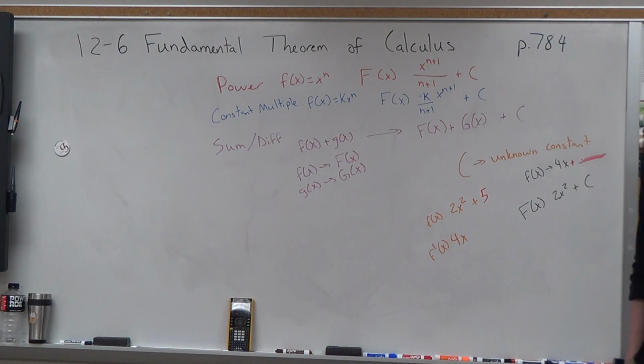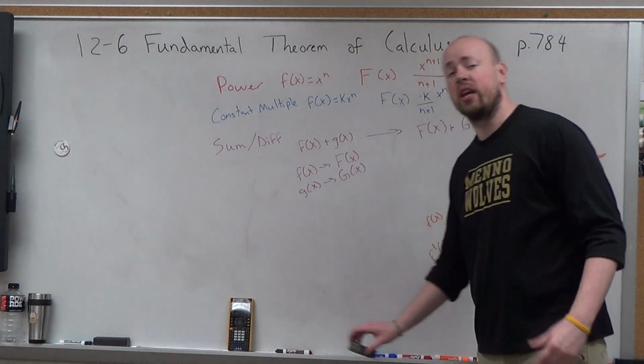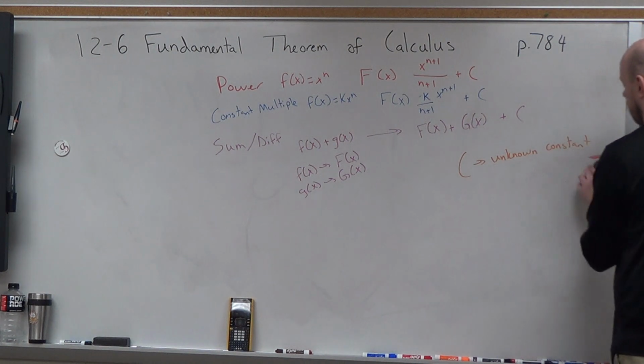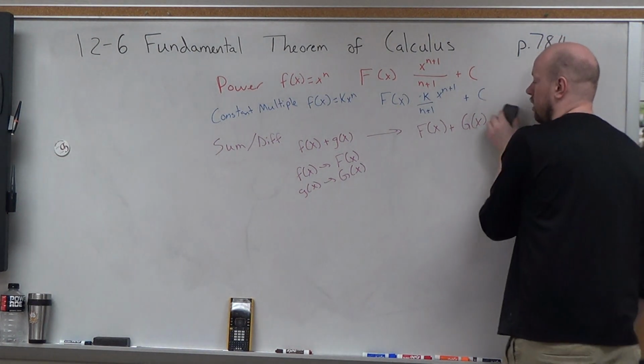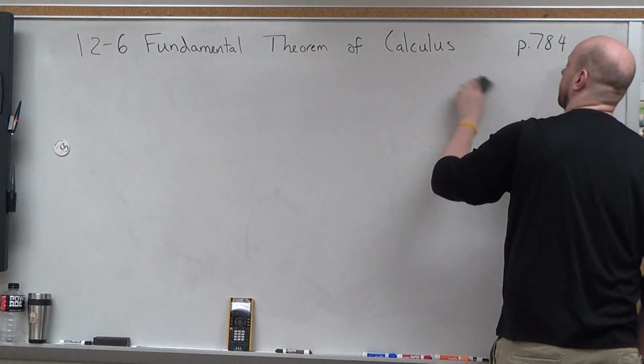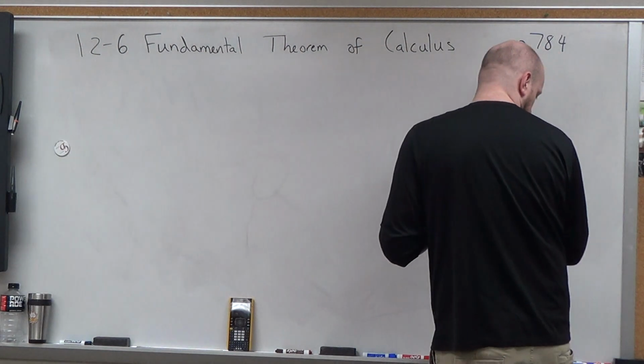So the plus c just covers all of our bases. It could be 0, it could be 10,463. You never know. So we have to include that plus c. It represents all those constants. So let's do an example. Example 2, antiderivative rules.